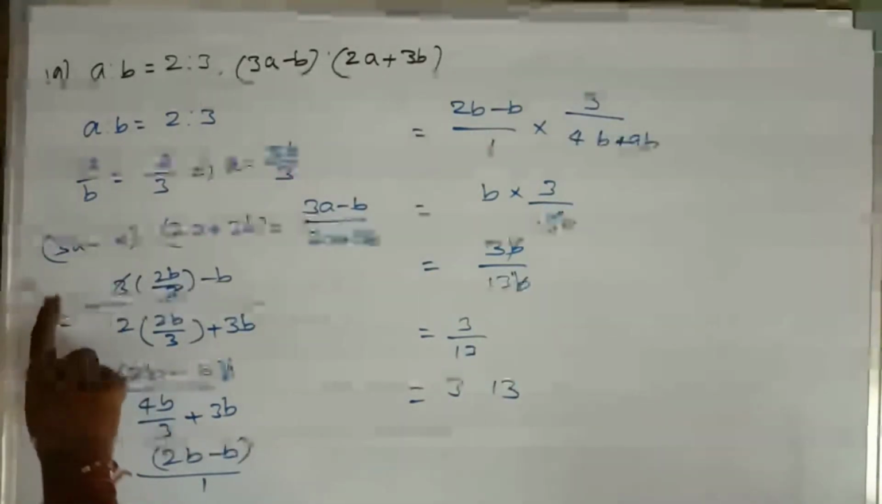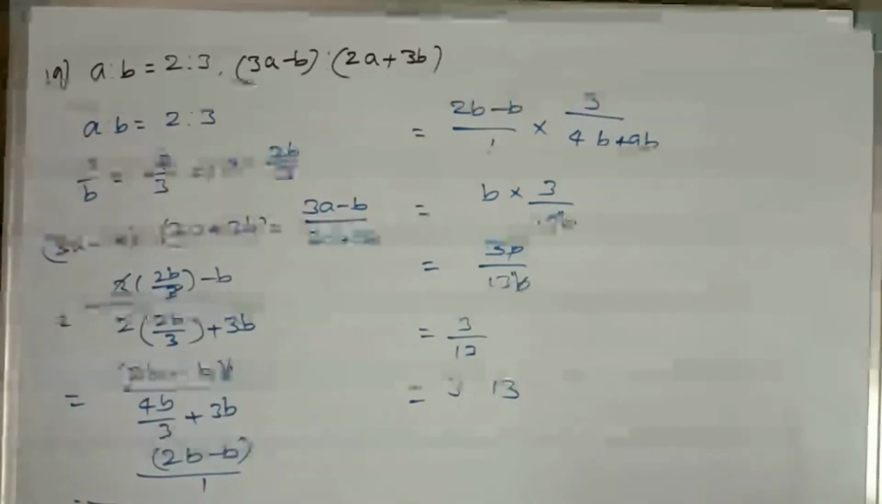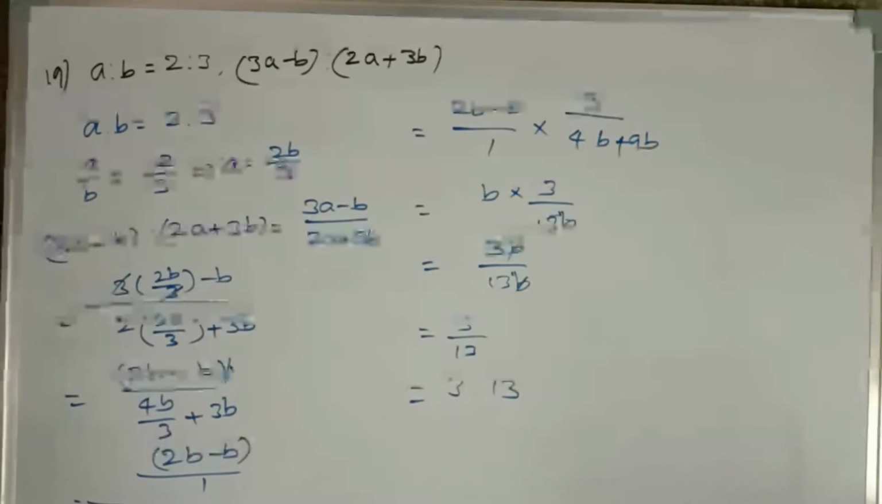See here, once again I am doing A is to B is equal to 2 is to 3. A by B is equal to, I am changing it as 2 by 3. That means after doing cross multiplication, A equals 2B by 3.